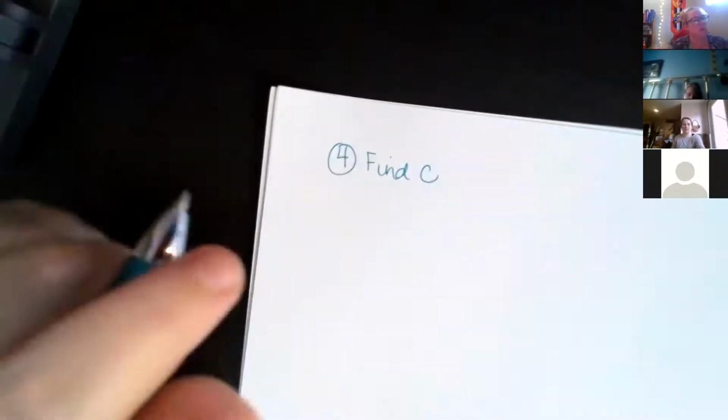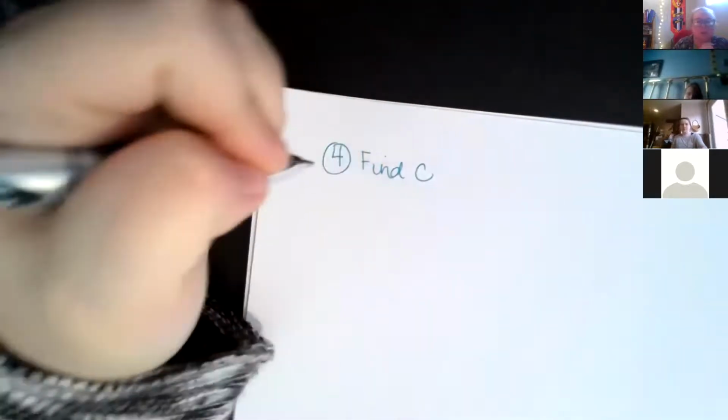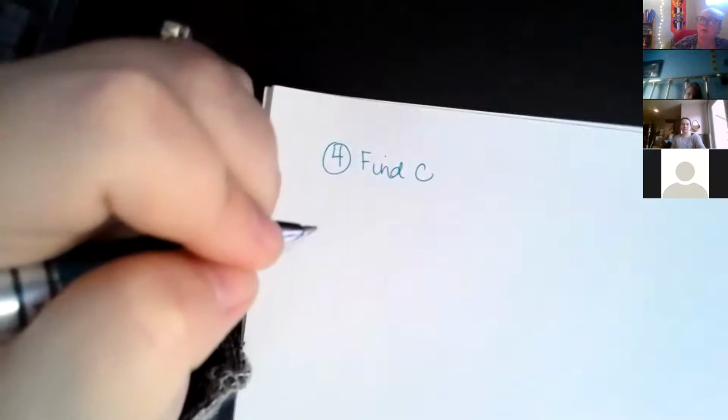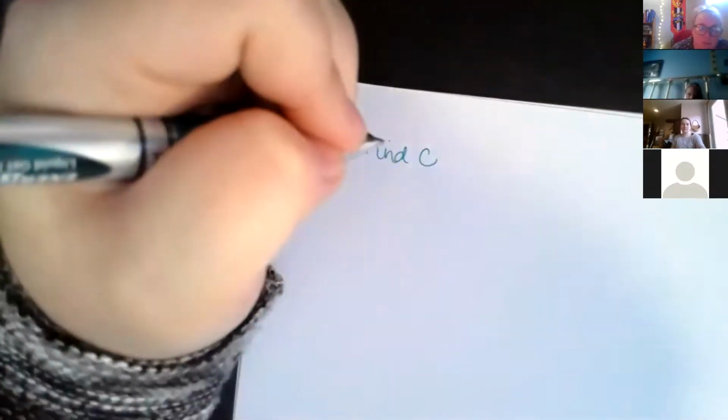Okay, so step 4. Find C. How are we doing on time here? Oh, we're good, because I wanted to show you Zhao Shuang's proof. Yeah, I think that's his name.